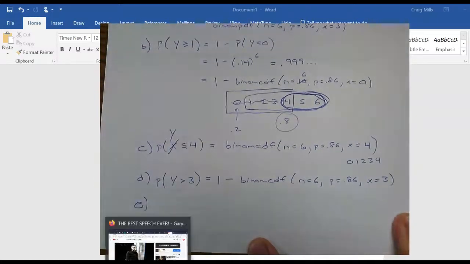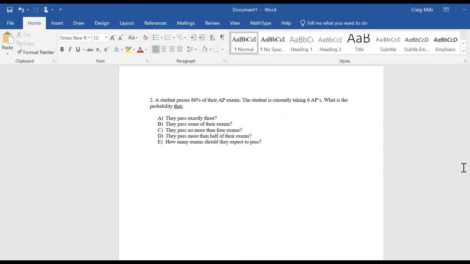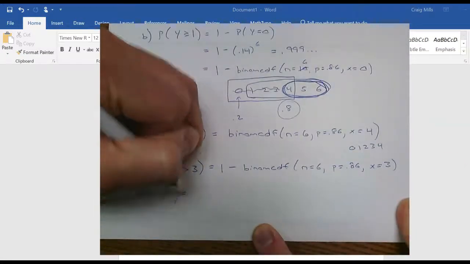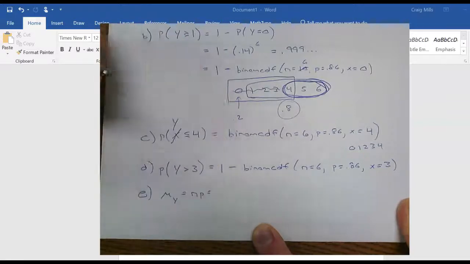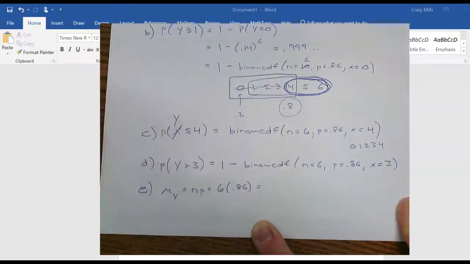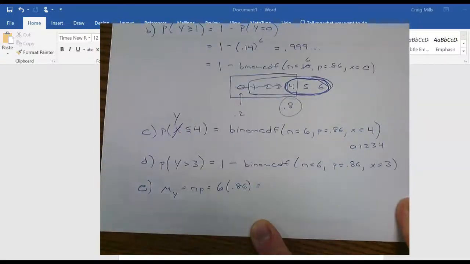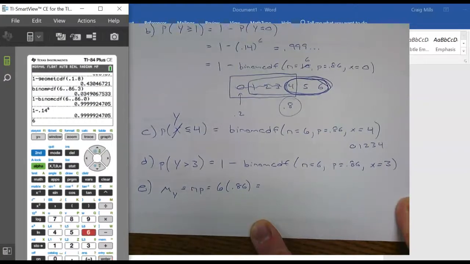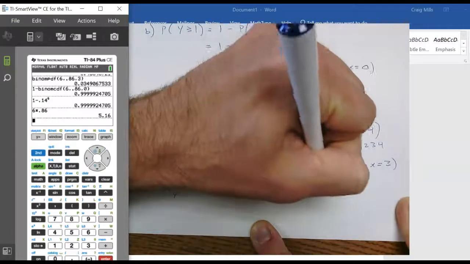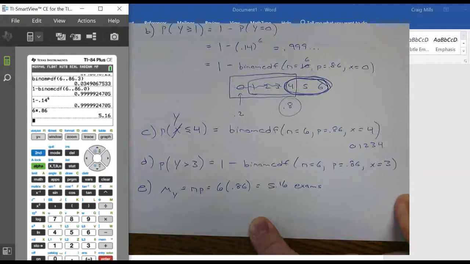And in part E, how many exams should they expect to pass? So this is just a formula on your green sheet, N times P, which makes sense. They take 6 exams and there's an 86% chance of passing one of the exams. The product of those is just going to be how many exams on average we expect them to pass. So 6 times the 0.86, 5.16. So we would expect them to pass on average 5.16 exams.